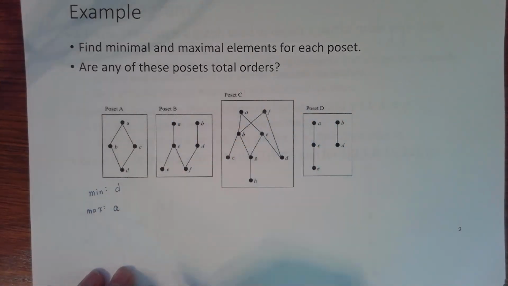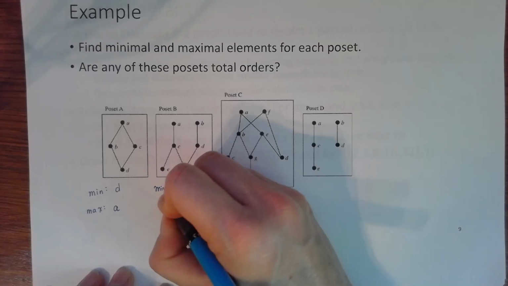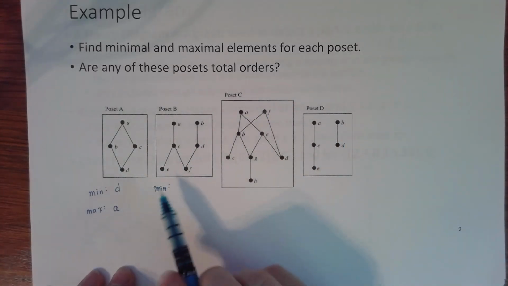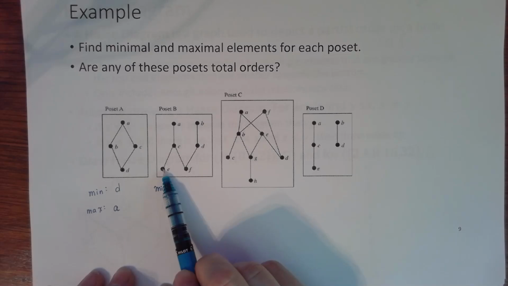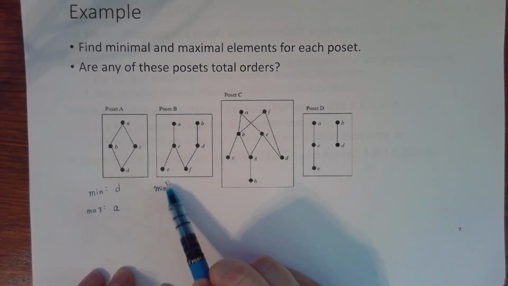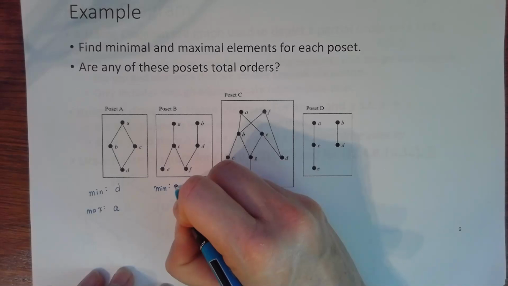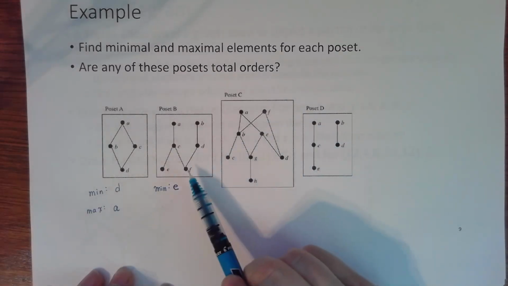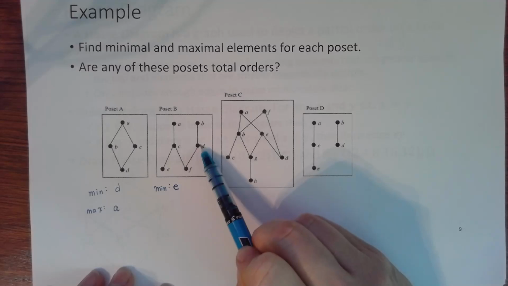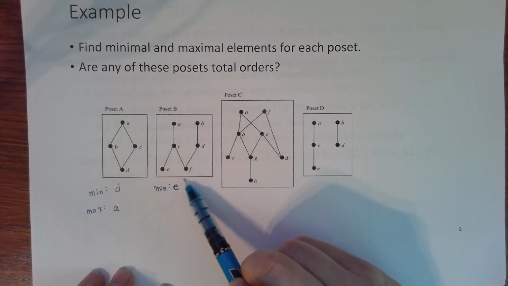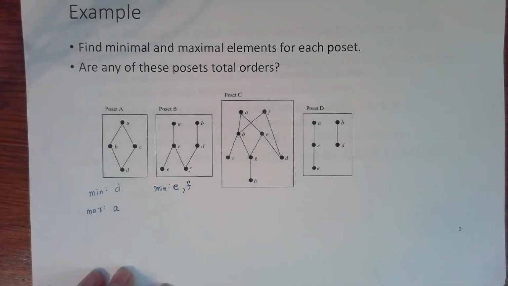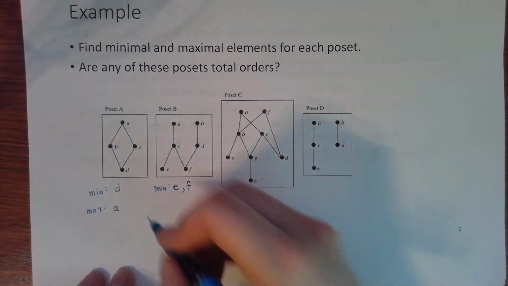Now if we look at poset B, and we look for minimal elements there, there's a couple elements that have nothing coming in. So E has edges going out to higher levels, but nothing from a lower level coming in. So E is minimal, but F is in the same situation. It's got edges going up to higher levels, but no edges from lower levels coming in. So this one actually has two minimal elements, both E and F.